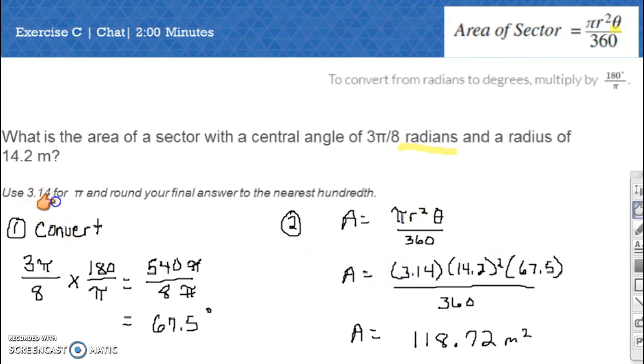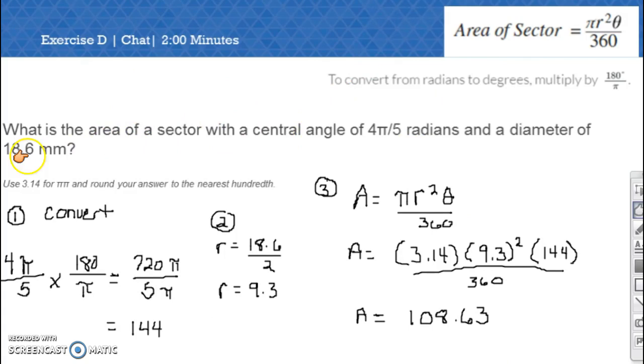Now remember, when they say use 3.14 for pi, don't use your pi button on the calculator. Make sure you type in 3.14 times 14.2 times 14.2, since it's squared, times 67.5, divide by 360, and you'll get 118.72. Remember, if they say round to the nearest hundredth, that is 2 decimal places. You'll look at that third decimal place. If it is 5 or greater, you'll go up 1. If it's lower than 5, you'll stay at whatever number you have.